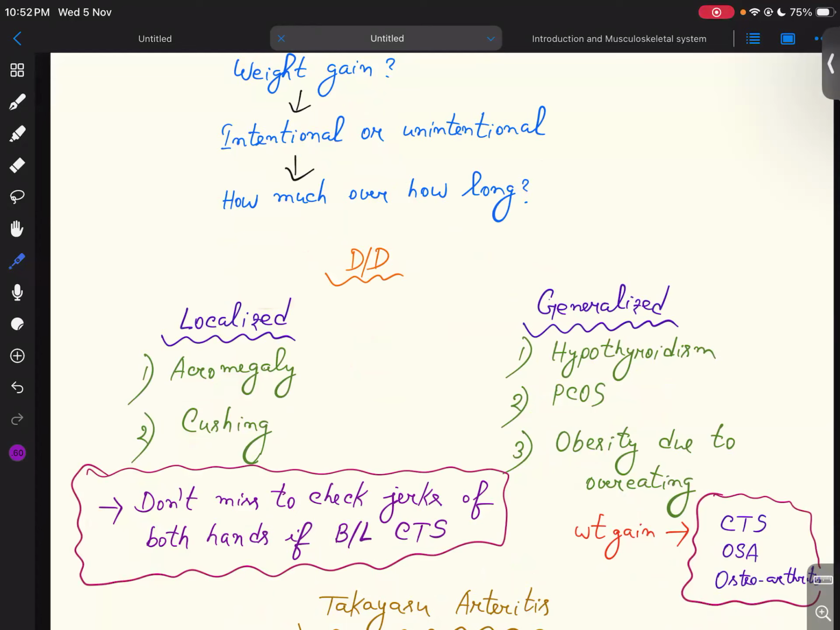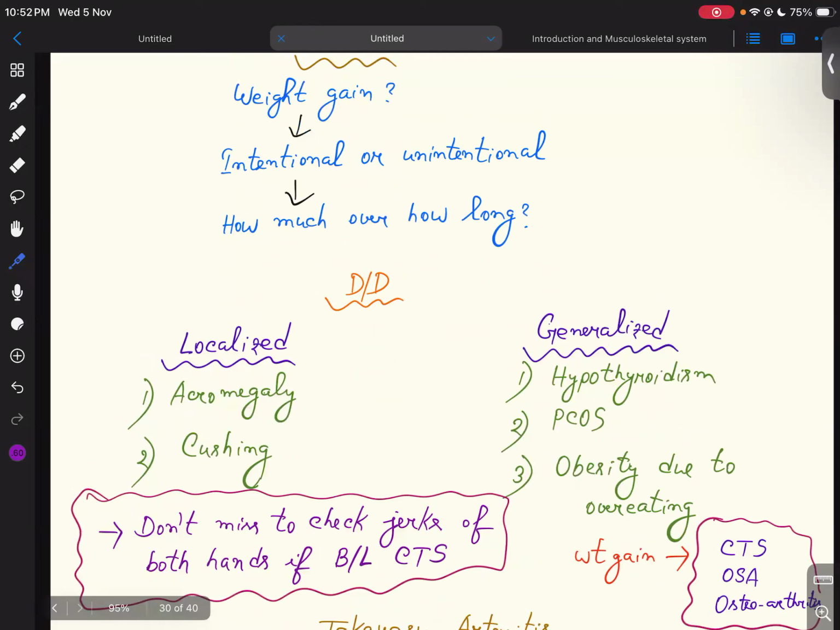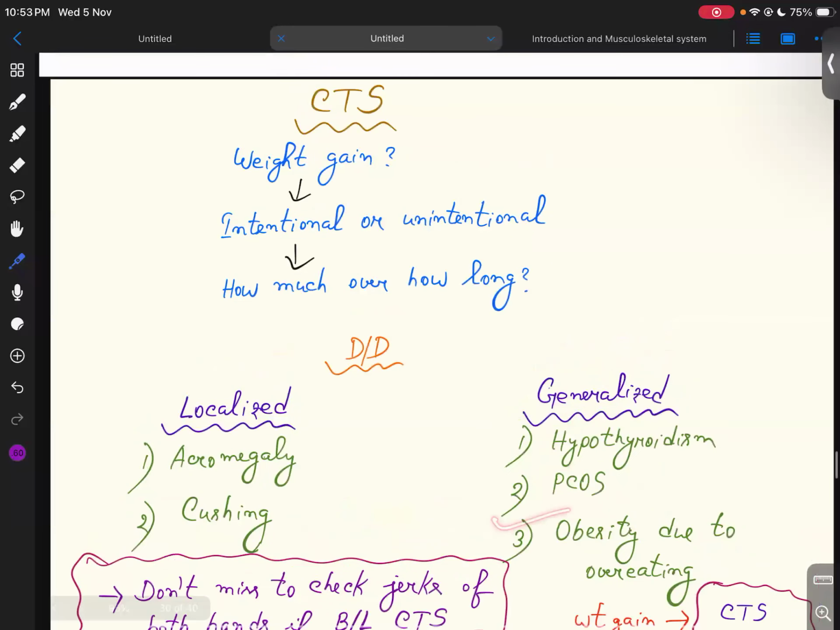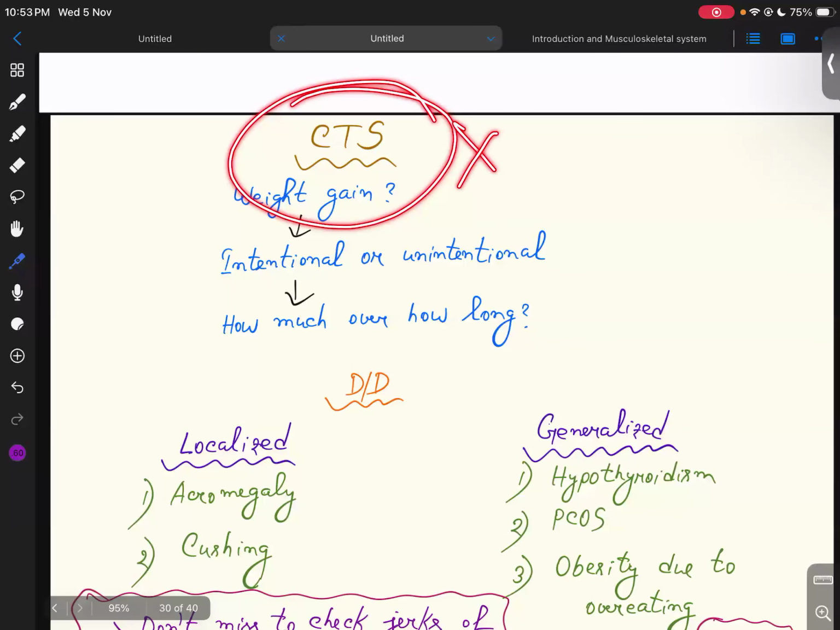If it is localized, like more in the hands and feet, then it is acromegaly. If it is in the central part of the body, like the face, back of the neck, and the tummy, then this is Cushing syndrome. And if the weight gain is generalized, then the differential diagnosis is hypothyroidism, polycystic ovarian syndrome, and obesity due to overeating. And this is one of the most important PACES exam cases.